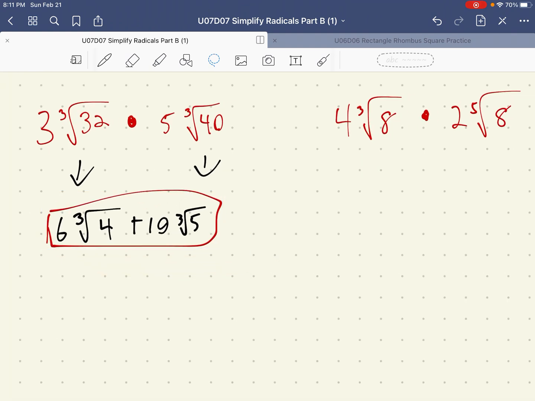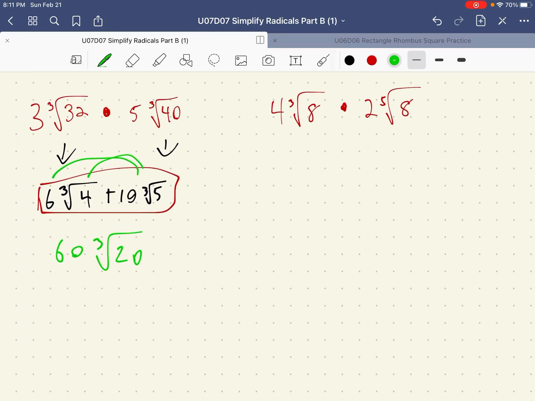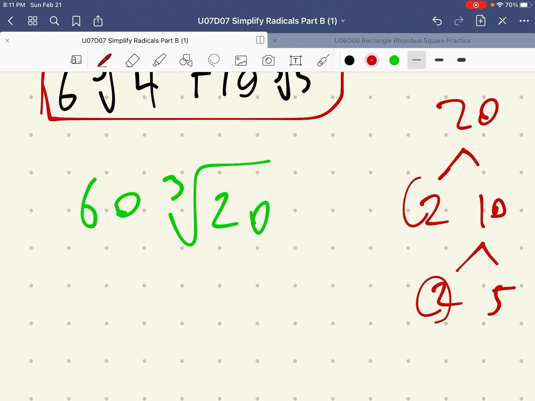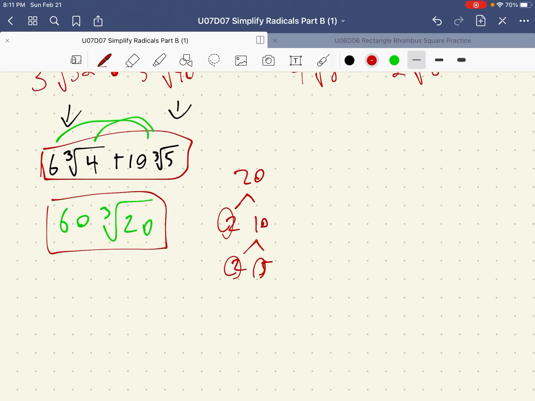All right, so we can multiply the coefficients, which is 60. We can multiply the radicals, which is going to be the cubic root of 20, and that is this simplified. We should check and see that cubic root of 20 doesn't have any perfect cube factors, so we'll split 20 into 2 times 10 and 2 times 5, and there aren't 3 copies of any of these, so this isn't going to simplify any further.